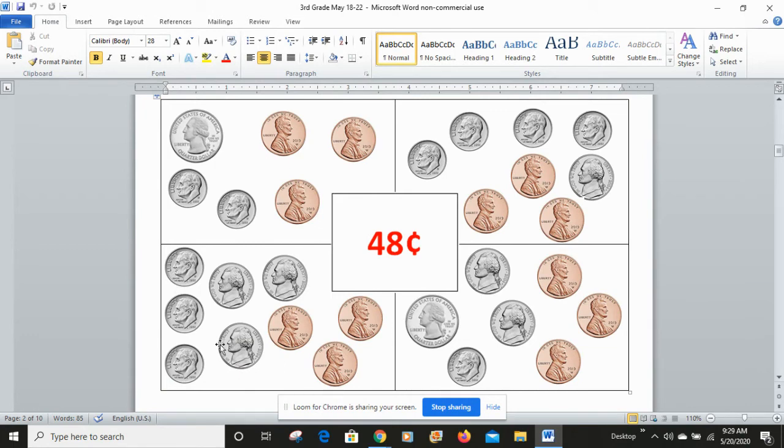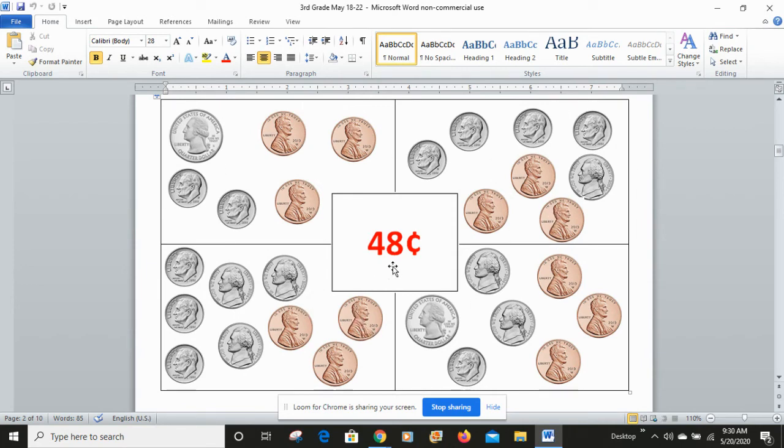All right, now I've got dimes, nickels, and pennies in a different kind of order. So let's see, 5, 10, 15, 20, 25, 30, 35, 40, 45, 46, 47, 48. So here's 3 ways. Let's try a fourth way. Again, 5, 10, 15, 20, 25, 30, 35, 40, 45, 46, 47, 48. So here you can see, third graders, I used the coins to make 4 different ways of coming up with a total.